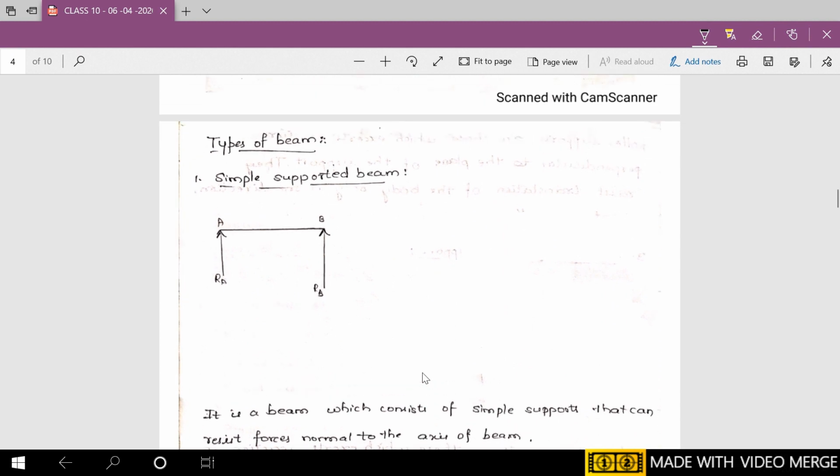Then coming to the types of beam. As you are dealing with the main structural component, that is beam, there are different types of beam. These types of beam I'll explain in the next class video.